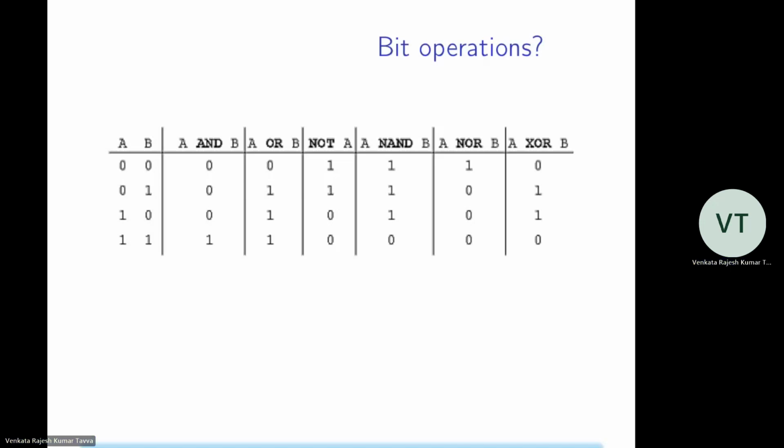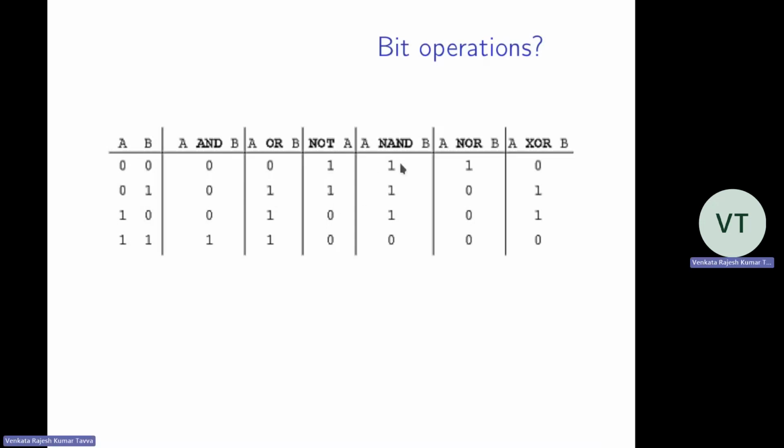NOT A is a unary operation. It will take only one input. All the other operations are binary operations. They will take two inputs, A and B. NOT A is a unary operation that takes only one input, so here you need to focus only on A. You just flip the bits. Wherever A is 0, NOT A will be 1. Wherever A is 1, NOT A will be 0.